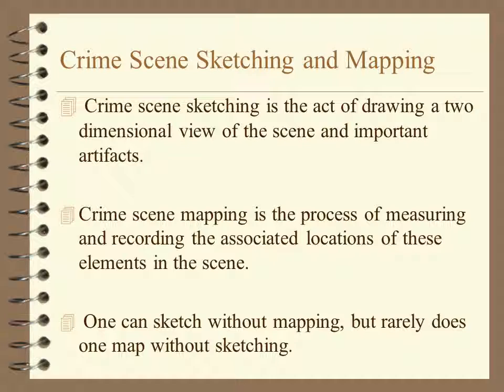Now, what is crime scene sketching and mapping? What you're doing is you're creating a map or a two-dimensional view of the scene and all the important evidence and artifacts that are found inside. Now, as we talked about, this is particularly intrusive. During the measuring and recording process, you may end up inadvertently moving evidence. So this is why you want to have photographs done before you do anything else, because the photographs will capture the scene exactly the way you found it.